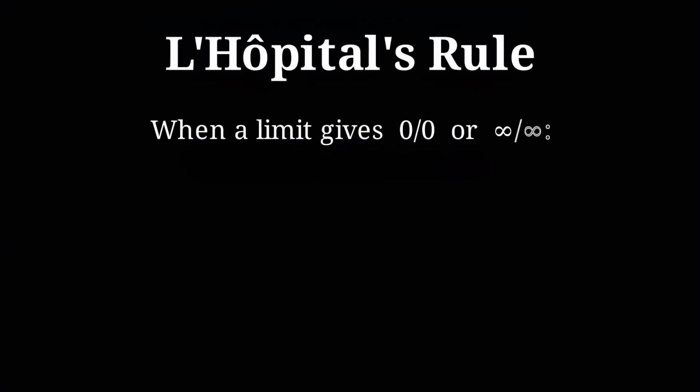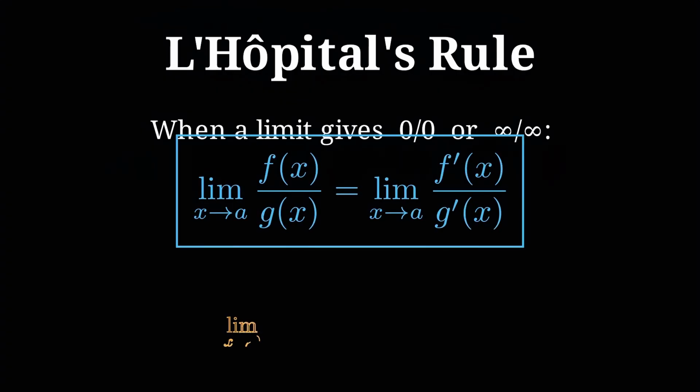L'Hopital's rule is a technique for evaluating limits that produce indeterminate forms like 0 over 0 or infinity over infinity. The rule says if the limit of f over g produces an indeterminate form, then the limit of f over g equals the limit of f prime over g prime. You differentiate the numerator and denominator separately, not as a quotient, and try again. For example, the limit of sine x over x as x approaches 0 gives 0 over 0. Applying the rule, limit of cosine x over 1 equals 1.